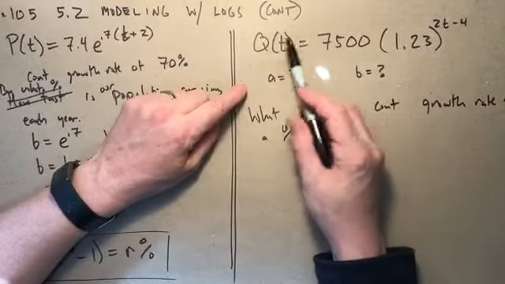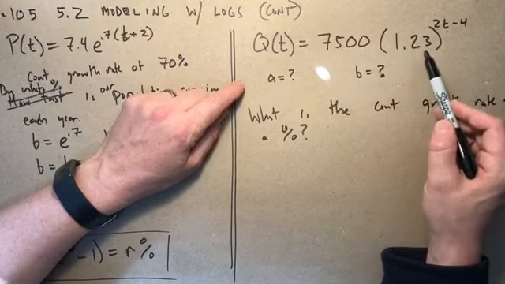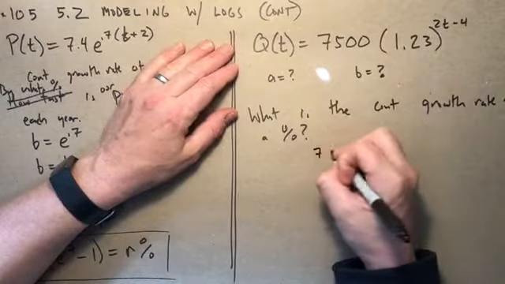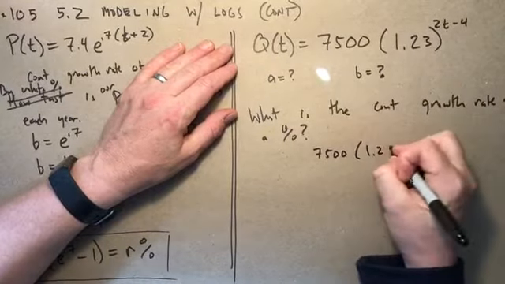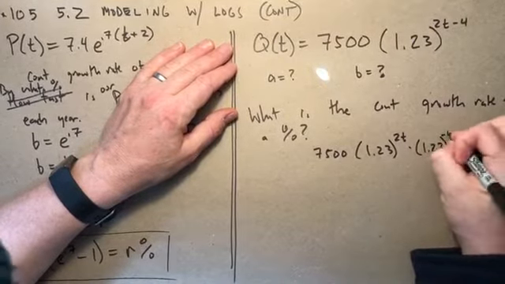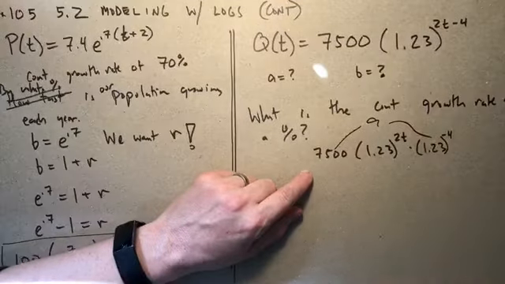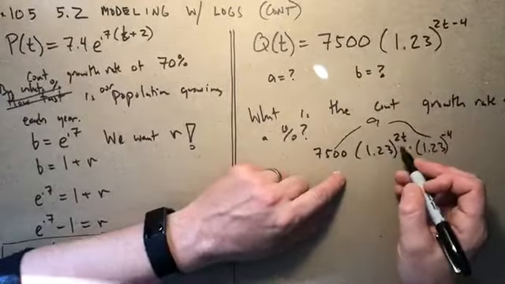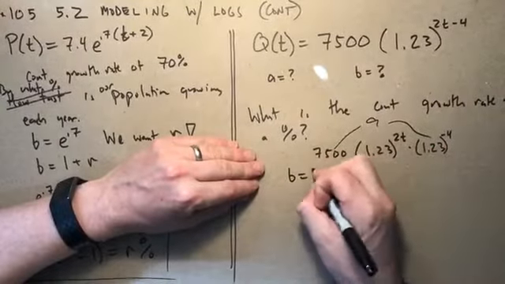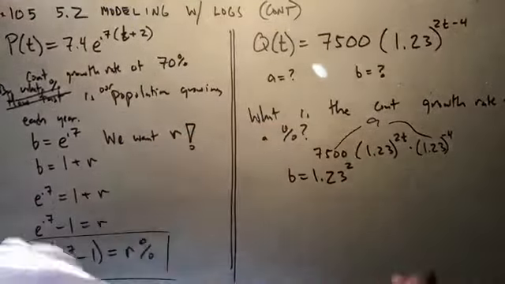We can certainly get A by putting 0 in. The 0 goes there, so it's going to be 7,500 times 1.23 to the negative 4th power. But we can also manipulate that: 7,500 times 1.23 to the 2t times 1.23 to the negative 4th. And now we can see that our A value is both of those terms. How do we get B? Well, B is anything that's being raised to the t, and with our properties of exponents, we can see that B is 1.23 squared. So we have B.